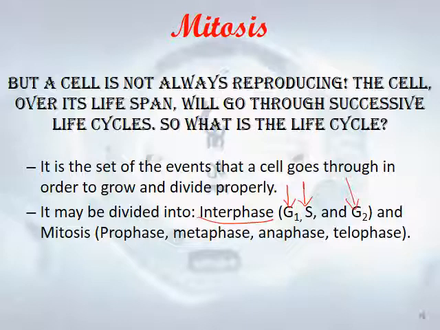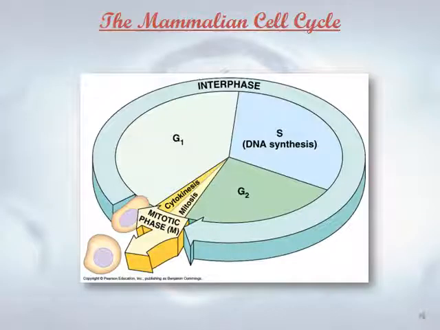And we have mitosis, which includes prophase, metaphase, anaphase, and telophase. They should be in order. So prophase, metaphase, anaphase, telophase. We can write it as PMAT: prophase, metaphase, anaphase, and telophase. This is the mammalian life cycle.